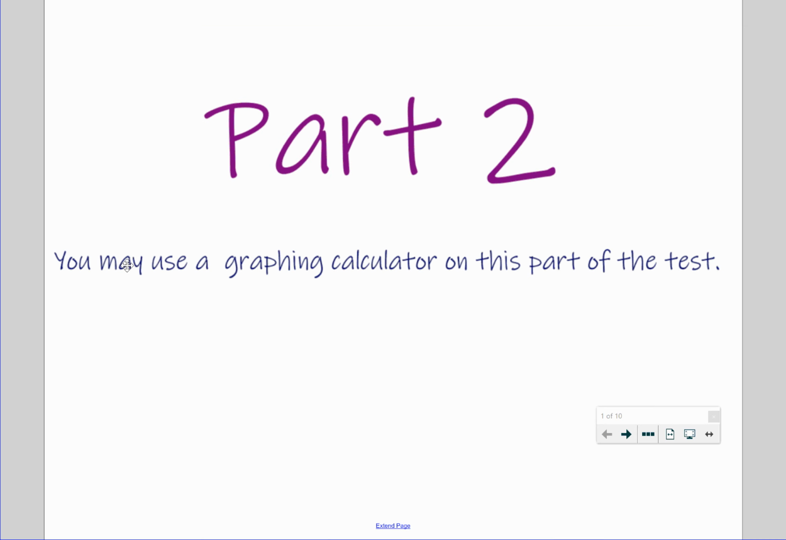Hi guys, this is part two of the test review. For this part, for chapter three, you will be allowed to use a graphing calculator, but make sure you support all your work algebraically. Even if you have a correct answer, if you are missing work to support that answer, you will lose points. So make sure you're showing all of your steps.